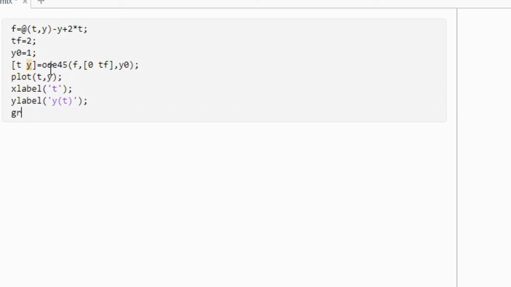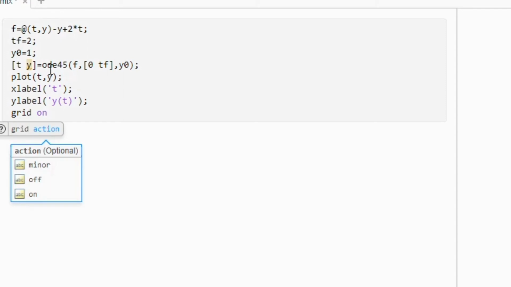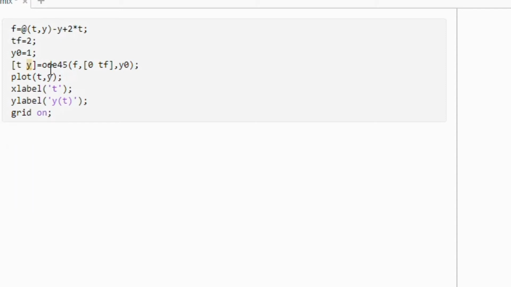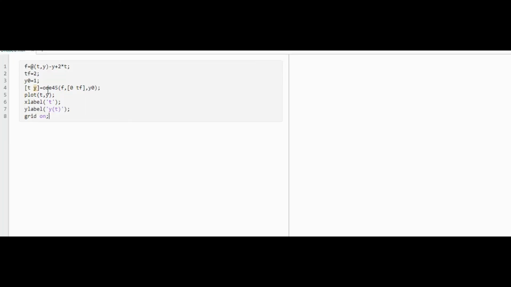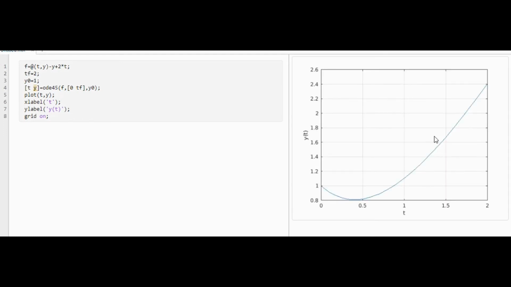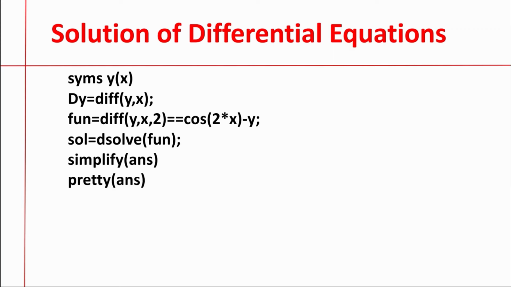Now run this code, and when we run this code you will get this answer. Since we wrote plot, this is your plotting, the required plotting of this code: t and y of t, horizontal and vertical.